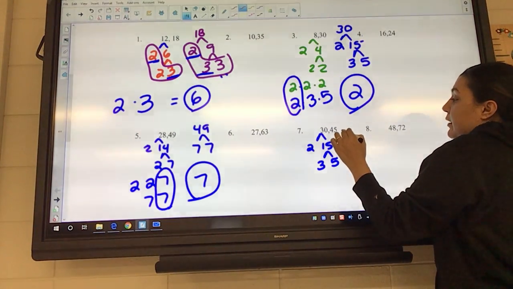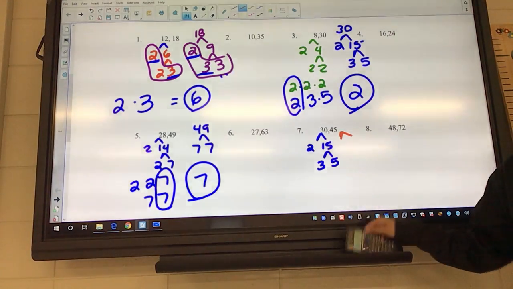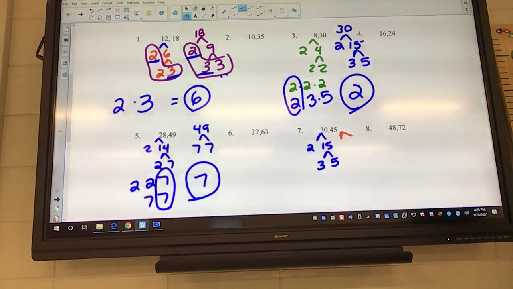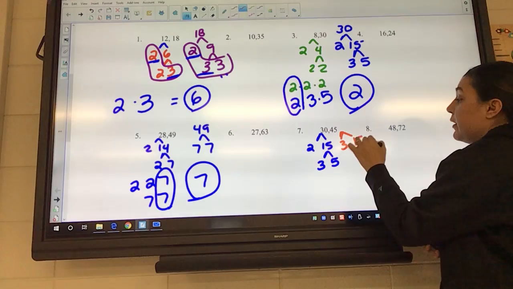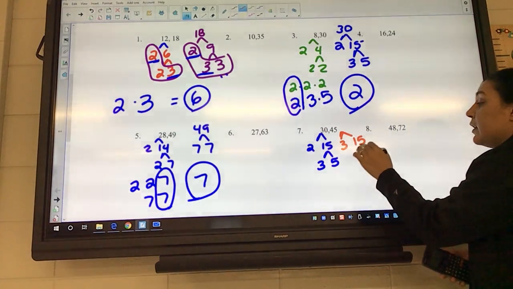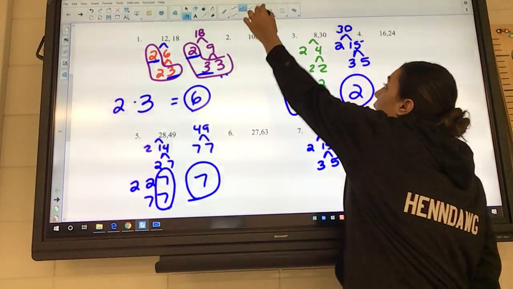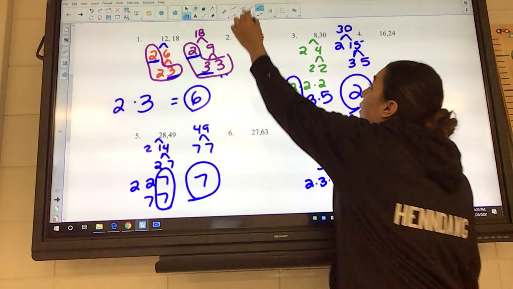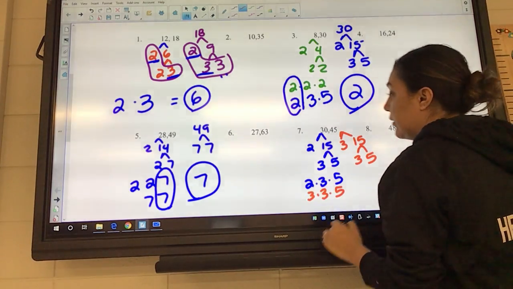45. Okay, we can say 45. What are some factors of 45? Does 2 go into 45? No, it doesn't. 45 divided by 3. Yes, it does. So you got 3 and 15. Okay, and 15, you can keep going and say 3 and 5. Okay, and so 30 we can write out as 2, 3, 5. 45 we can write out as 3, 3, 5.